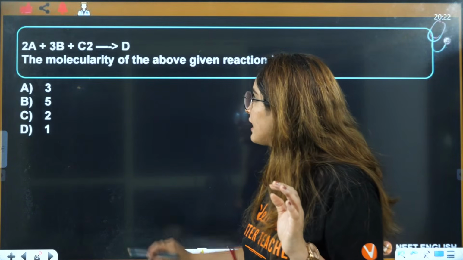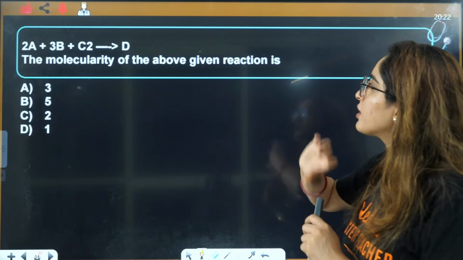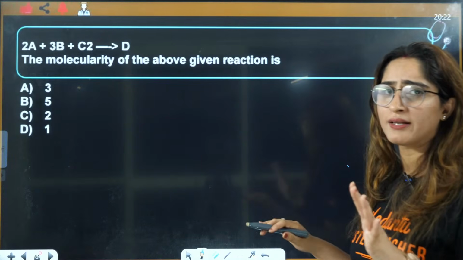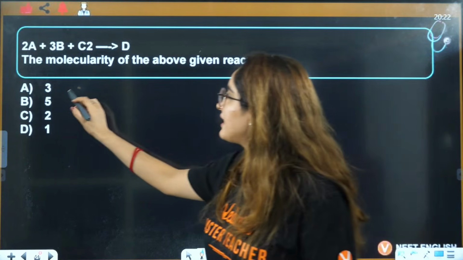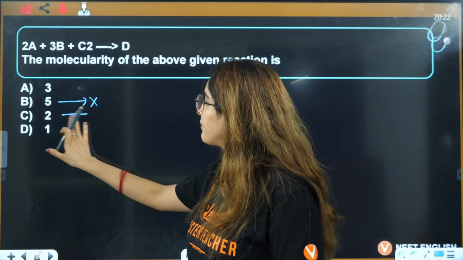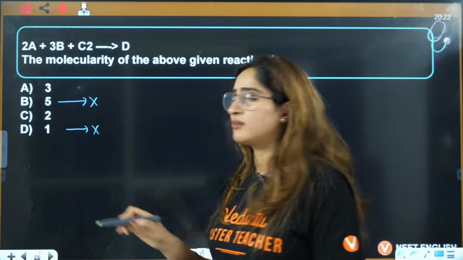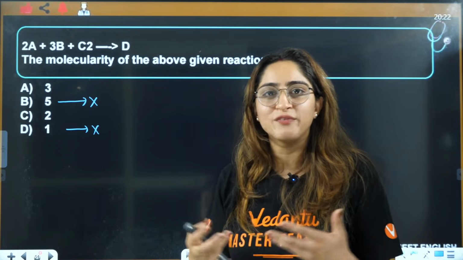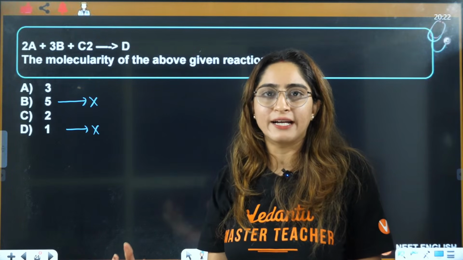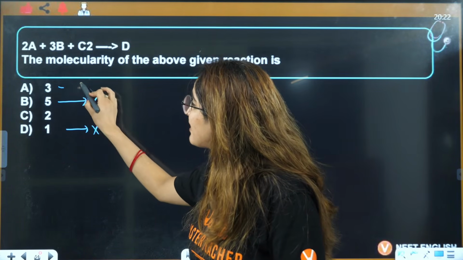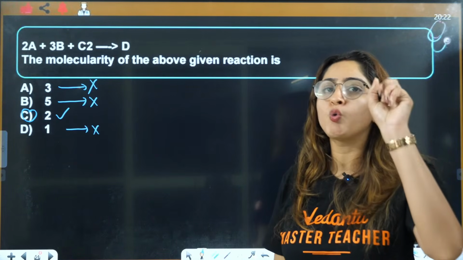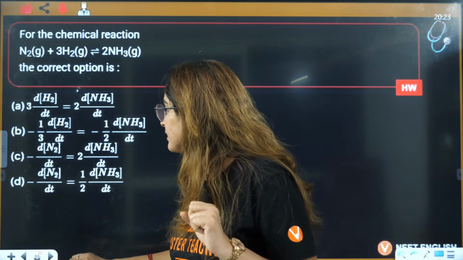Okay. Now guys, this is the question. The molecularity of the above reaction is what? Is it 3, 5, 2, 1? See, molecularity cannot be 5. Molecularity also cannot be 1. One molecule needs some other molecule to collide with, right? So it's also not possible. 3 is also very rare. So the only possibility is 2. So the answer will be 2, right?